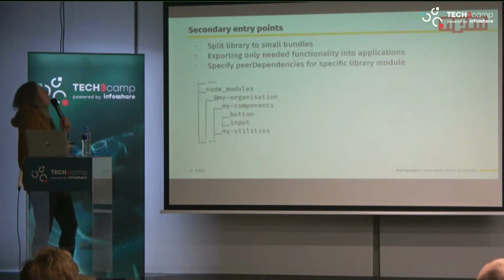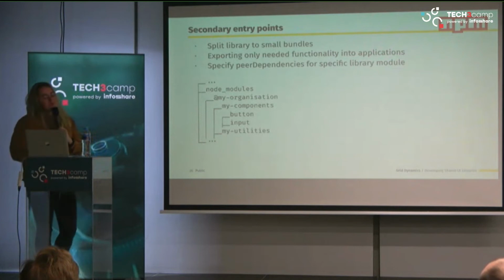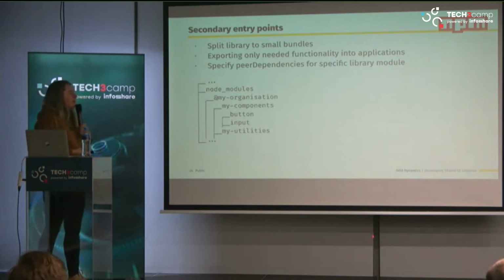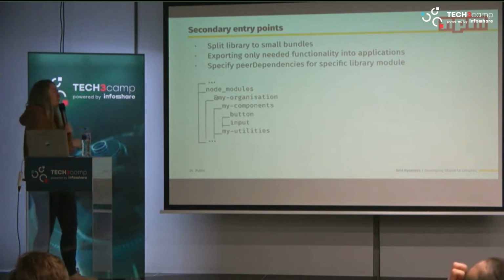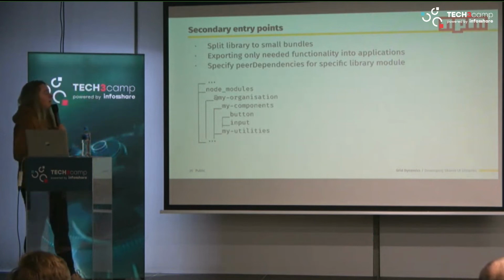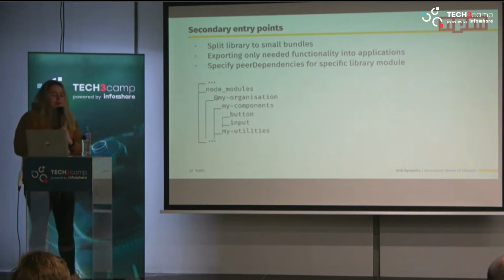The next thing that would be useful for NPM libraries as well is splitting your library into secondary entry points, which allows you to minify bundle sizes and have strict segregation for different modules of your library, if there are some. And also specify specific dependencies for specific modules.